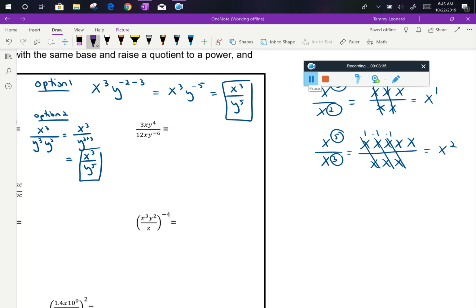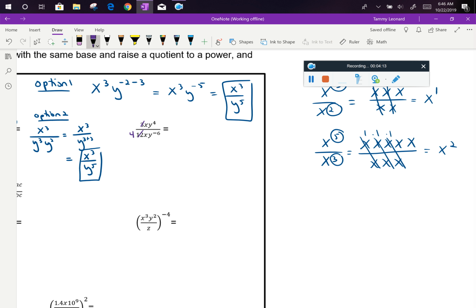For the last problem in this section, we could use either option 1 or option 2. I'll stick with option 1 for right now because it most directly practices the subtraction rule. Although I'll tell you that from personal experience, I tend to use option 2 myself more often. So let's take a look at this problem. In the numerator, we have a 3, an x, and a y to the 4th. And in the denominator, we have a 12, an x, and a y to the negative 6th. Well, we know that 3 and 12 have a common factor of 3. 3 divided by 3 is 1, and 12 divided by 3 is 4. So that will leave a 4 in the denominator.